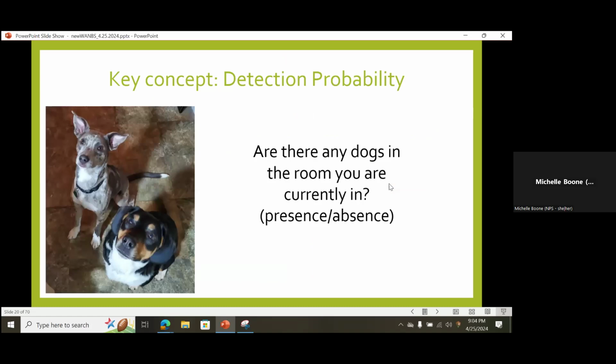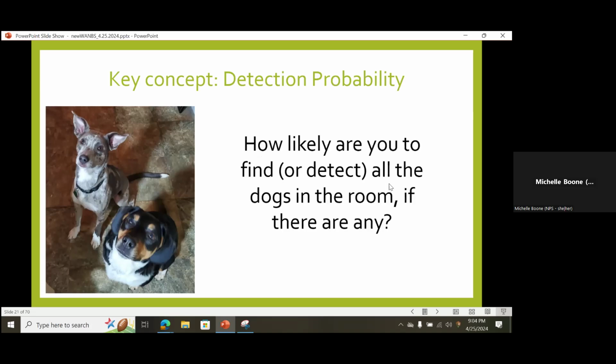But first, I wanted to do a little thought experiment to get us in the mindset of detection probability. So I want you to answer this question to yourself, or you can put it in the chat if you want. Are there any dogs in the room with you? So this is just a simple presence absence question. And you might think, well, that's silly. Of course, you know if there is or not. But how likely do you think it is to find all the dogs in your room if there are, in fact, any dogs there at all? Again, a silly question. Unless you have a really sneaky dog, you're going to be able to find it pretty easily.